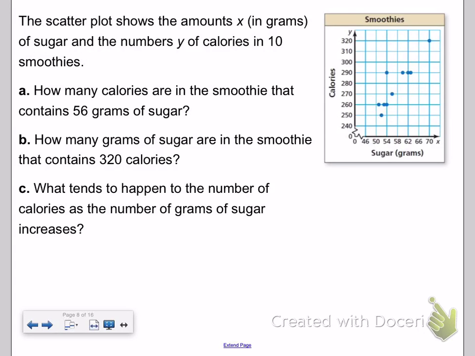Questions? Okay, now this time they're asking us how much sugar is in something with 320 calories. So I now go to 320 calories and then I go across until I see a point. And that is 70. Is this making sense? Thumbs up, thumbs down.